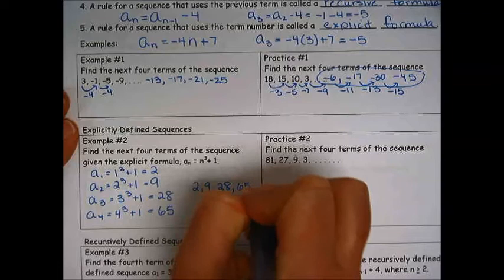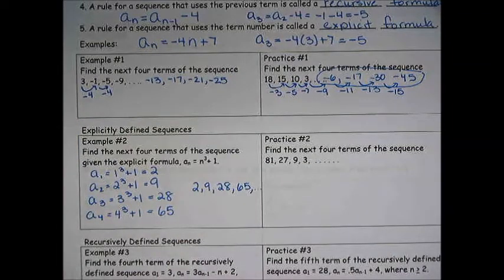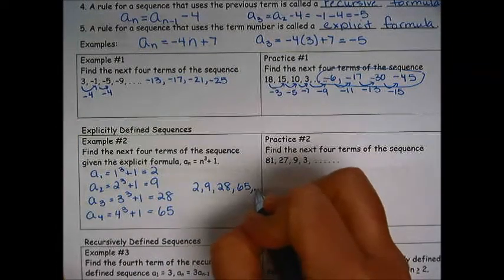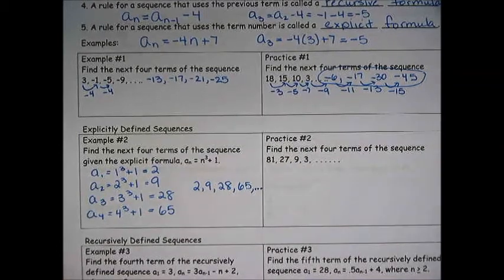And it doesn't tell me that the sequence is finite, so I'm going to assume it's infinite and put dot, dot, dot, or the ellipses to show that the sequence continues. And if you want to try the practice on your own, pause the video. Practice 2, find the next 4 terms of this sequence.